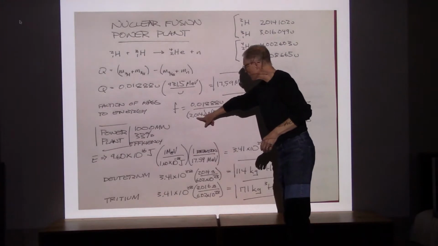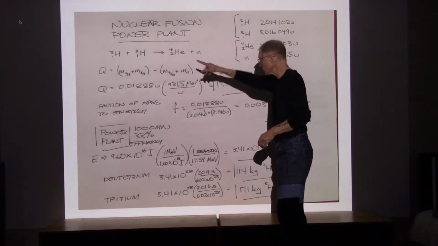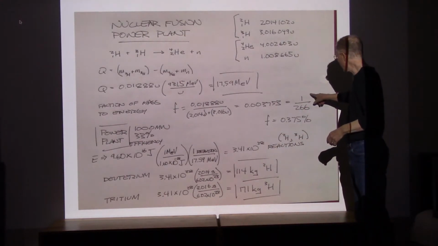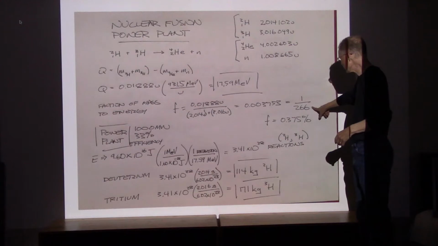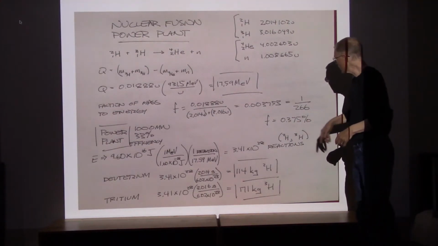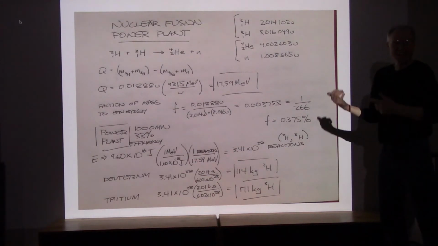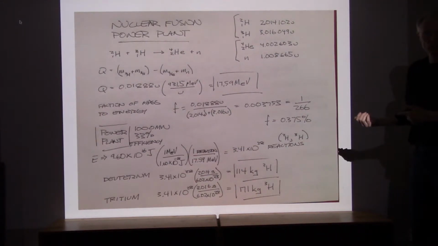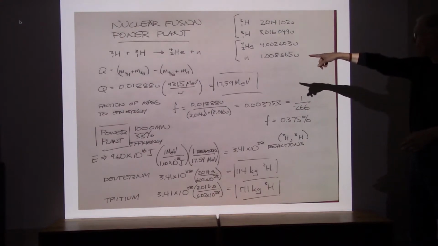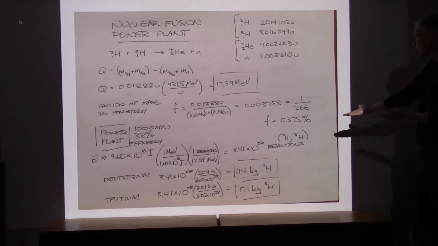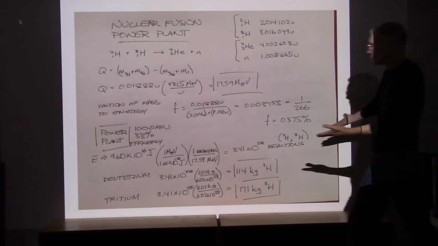Here's the mass of the deuterium that we put into that reaction, and here's the tritium. And I ended up with 1 part in 266, and so that is about 0.375%. So it's not as high as it was in stellar fusion, and that's because the stars were starting out with just protons. We're starting out with some nuclear binding energy already in place. But still, that's pretty remarkable.